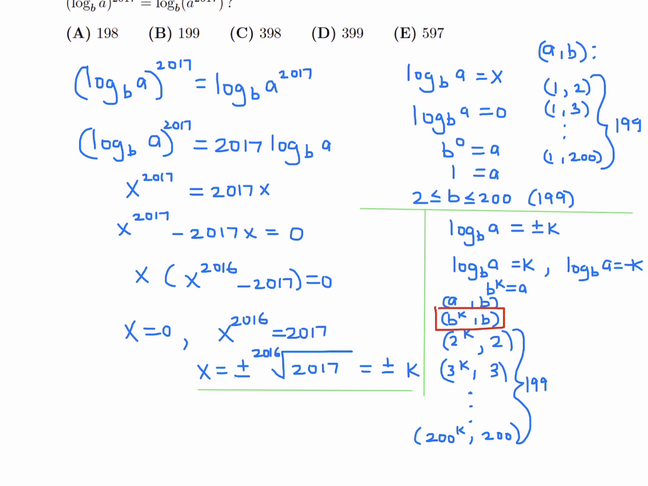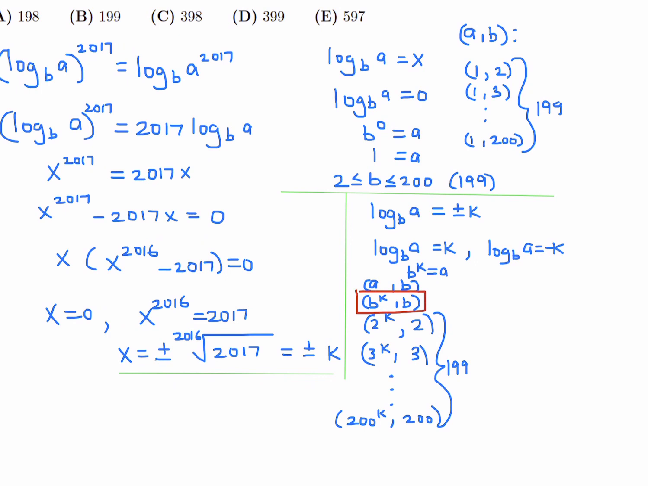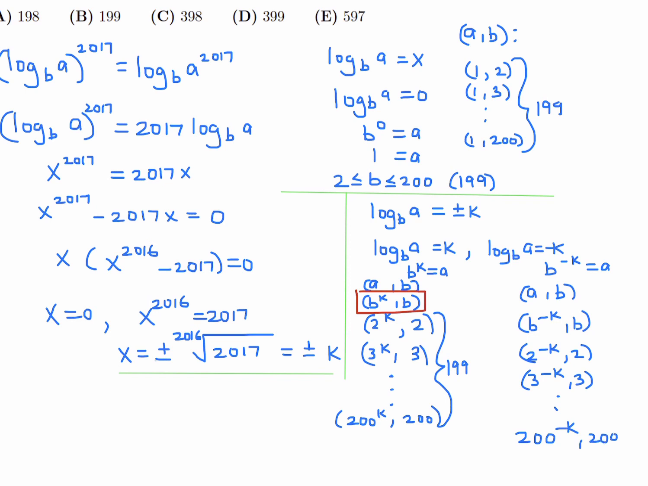And in a very similar way, you will see that you get the same story when it's negative k. A will be B to the negative k this time. So it will be (B to the negative k, B) for all the values from 2 to 200. That's going to be 2 to the negative k, 3 to the negative k, and so on all the way down to 200 to the negative k. And this gives you another 199.